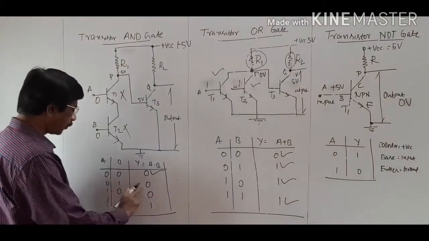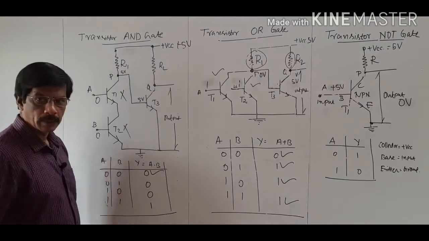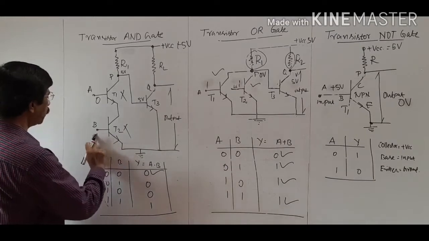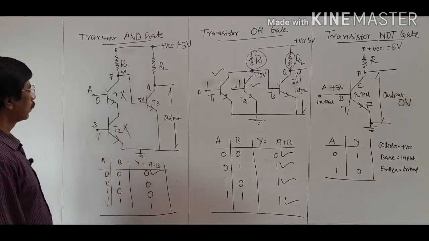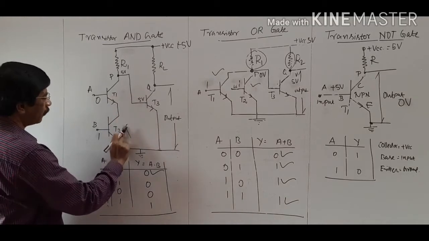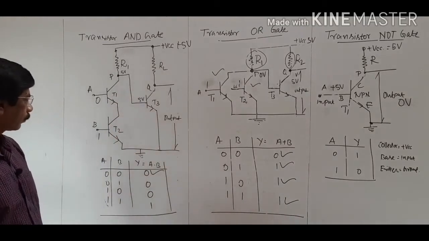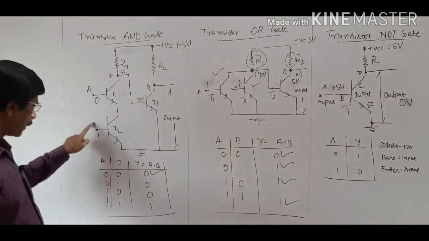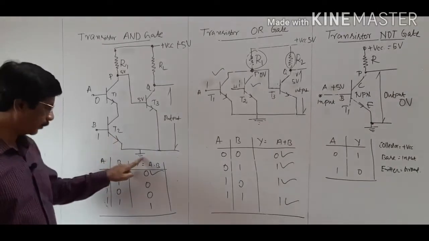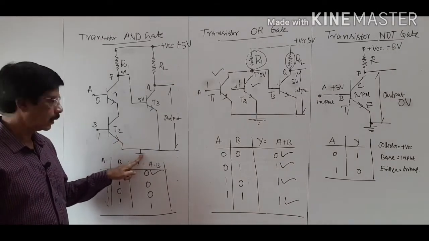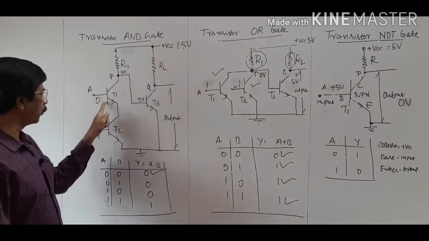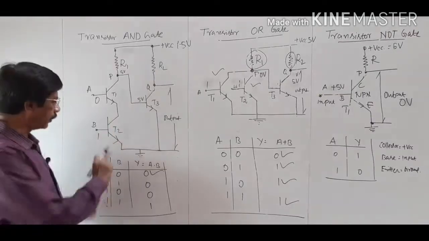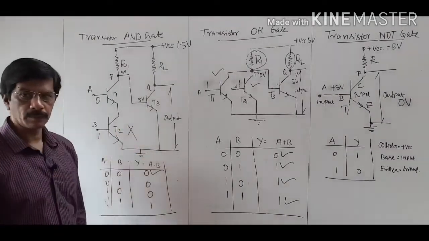Let's take the second row. A is 0, B is 1. Now, what is the state of T1 and T2? For this transistor, base has input, emitter is connected to ground, collector is connected to plus VCC through this transistor. In spite of this condition, it never switches on, it is in the off condition.